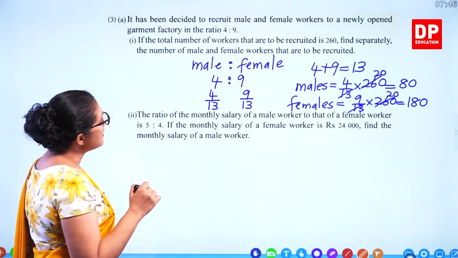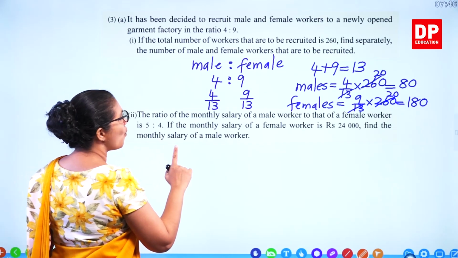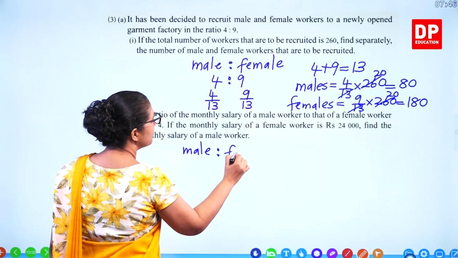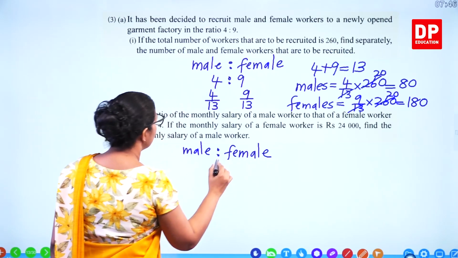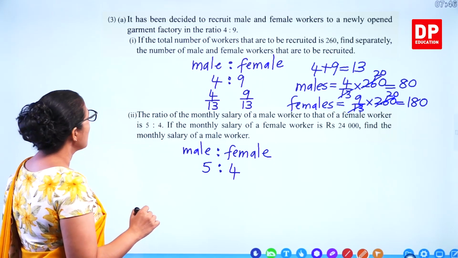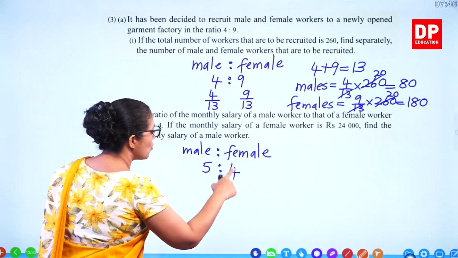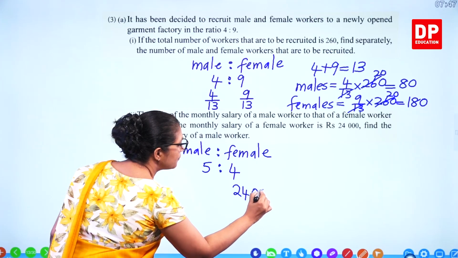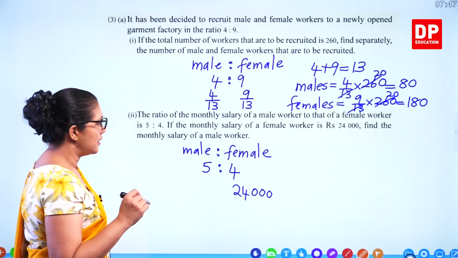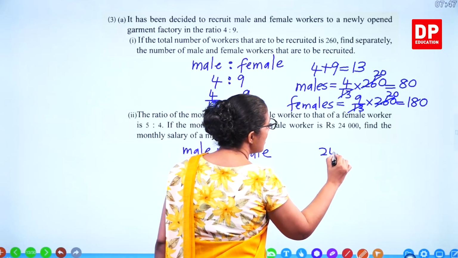The ratio of the monthly salary of a male worker to that of a female worker is 5 to 4. So male to female, 5 is to 4. If the monthly salary of a female worker is 24,000, so this side is 24,000 now. You are asked to find out the monthly salary of a male worker. So you need to see how you get this number. You can divide and find out.